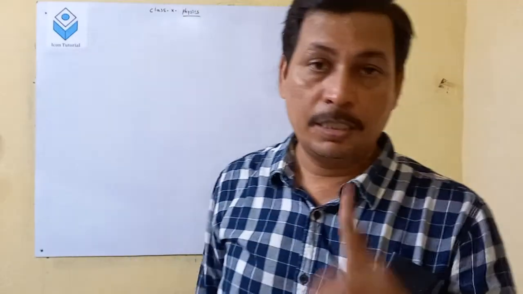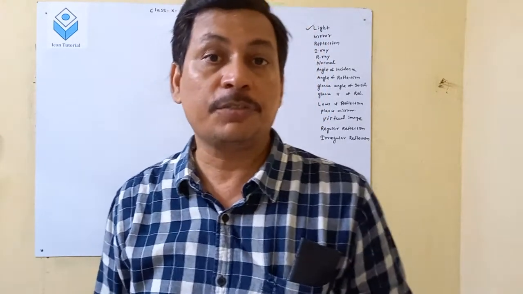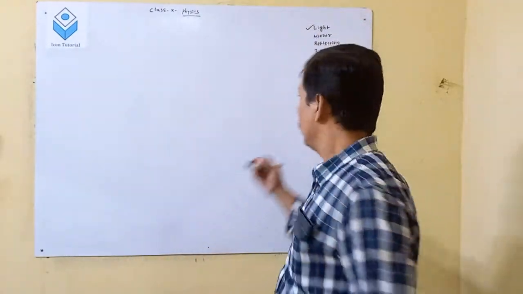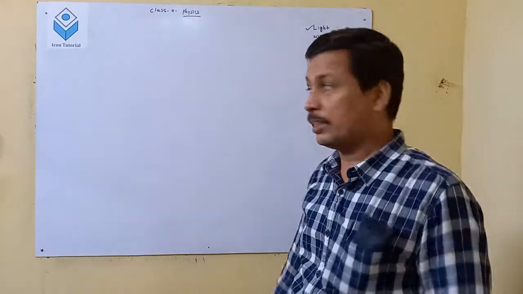What is light? Light is a form of energy which gives the sensation of vision. Due to light, we can see any object, any material, any substance, which is visible due to the presence of energy. That energy is light energy. So light is a form of energy which makes the object visible. Understood?